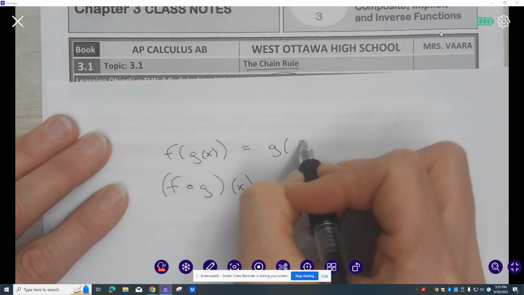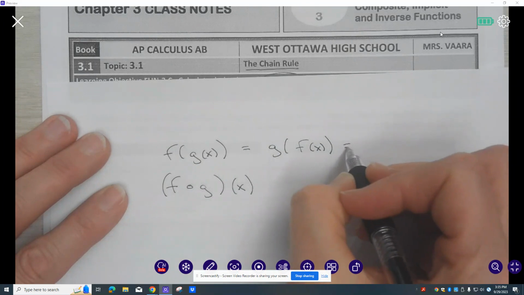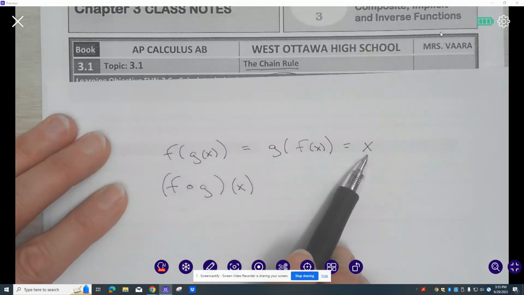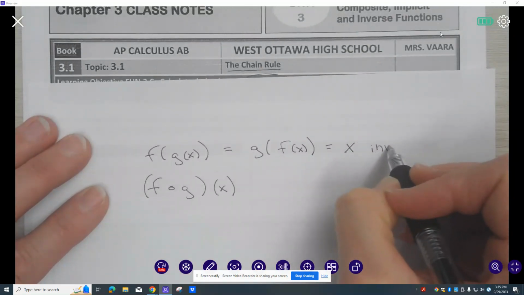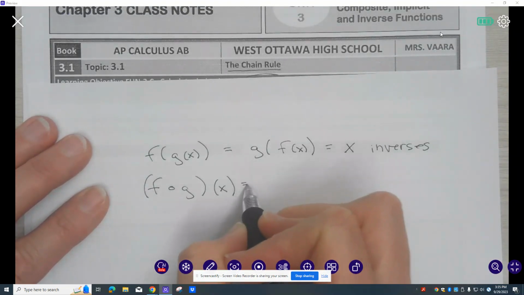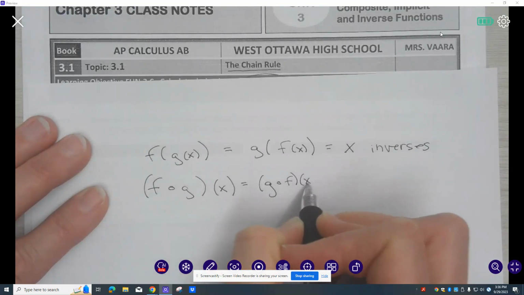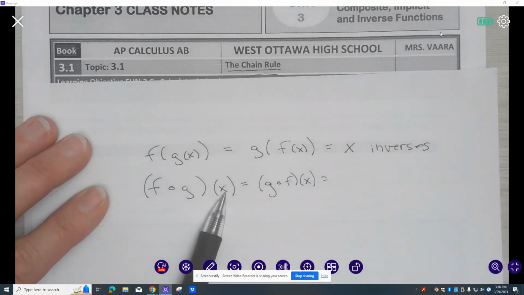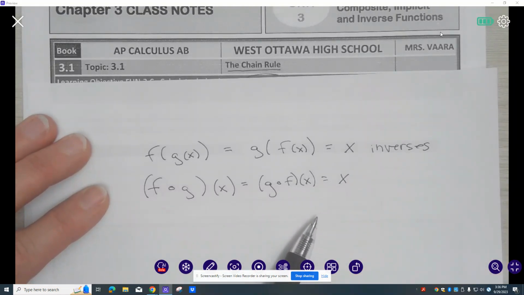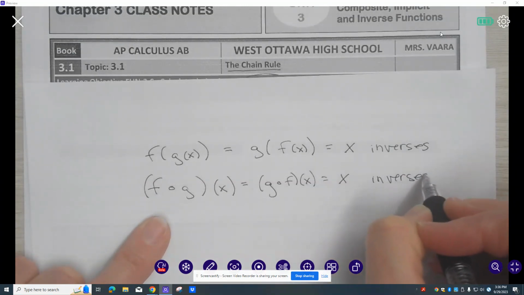When you compose two functions inside of each other, whether you compose f of g of x or g of f of x, if you get x for an output, that means those functions are inverses. This could also be written g of f of x. So this is f of g of x, and this is g of f of x. If you compose two functions both ways and you get x for your output, that means the functions are inverses.